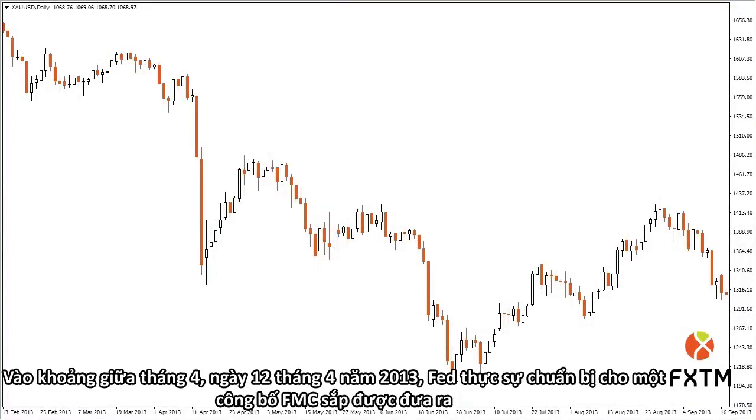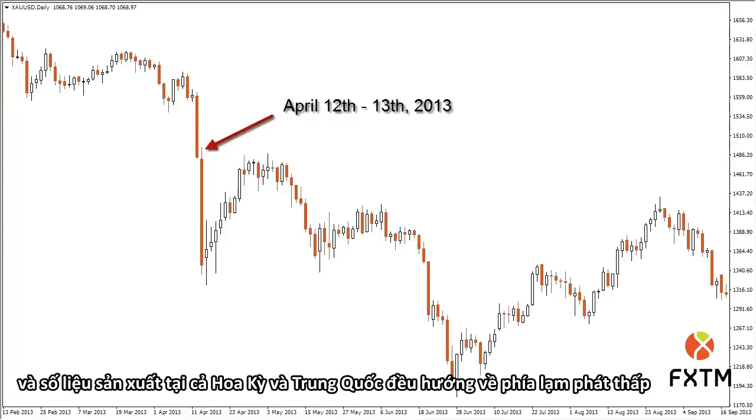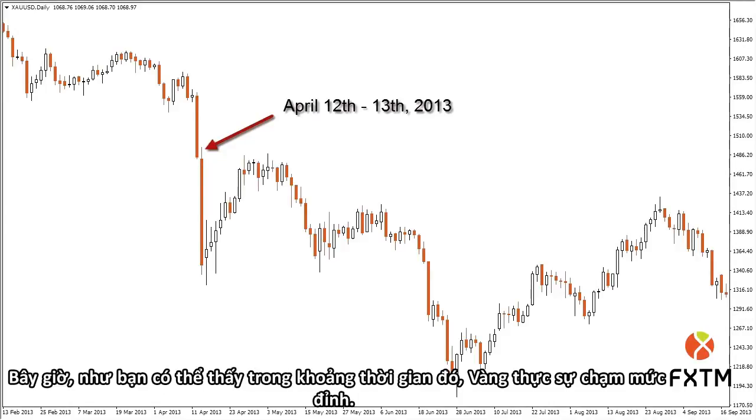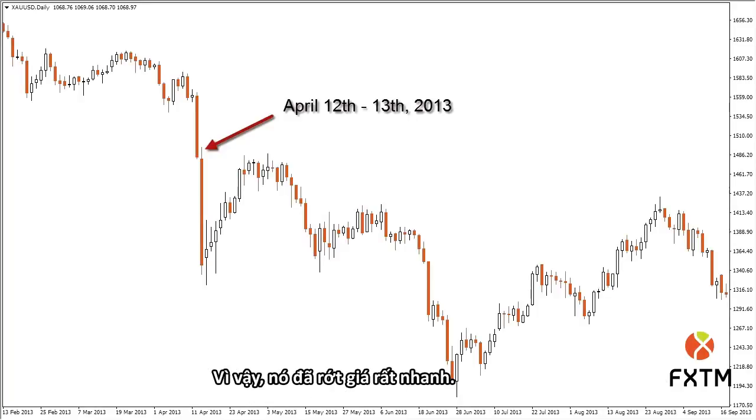In about the middle of April, about April 12th, 2013, the Fed was preparing for an FOMC announcement that was coming up, and production numbers in the US and China were both pointing towards lower inflation because production levels were contracting a little bit. As you can see, during that period of time, gold really tanked, so it dropped very, very quickly.